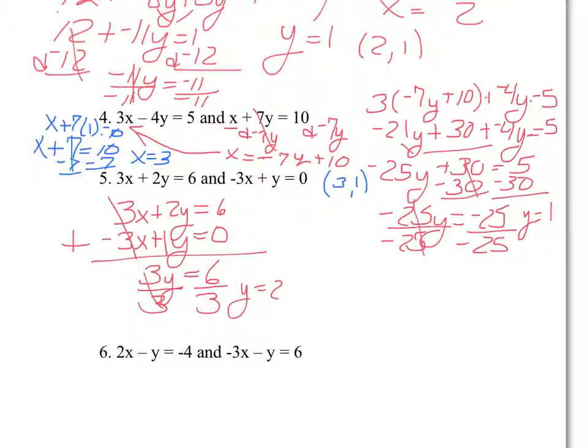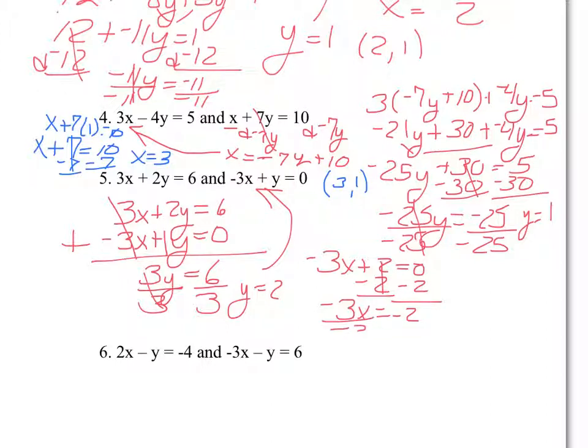Now I'm going to plug that into one of the two original ones, doesn't matter which one, in order to figure out what x is. So negative 3x plus 2 equals 0. Subtract 2 from each side. Negative 3x equals negative 2. Divide both sides by negative 3, and you get x equaling the fraction 2/3.